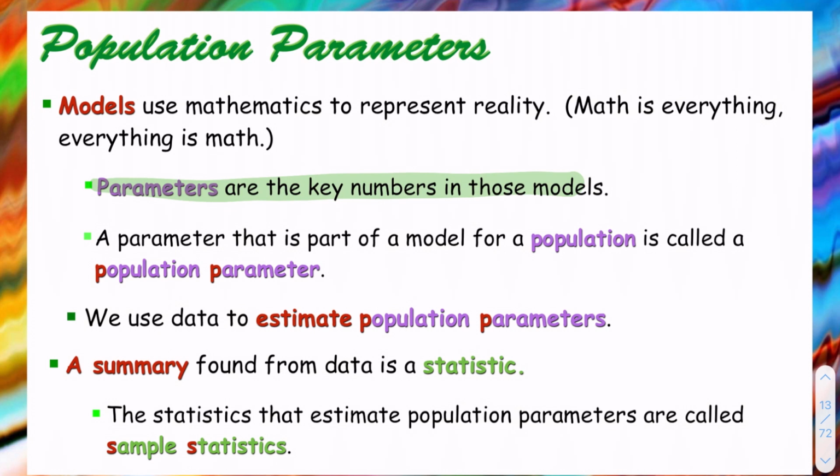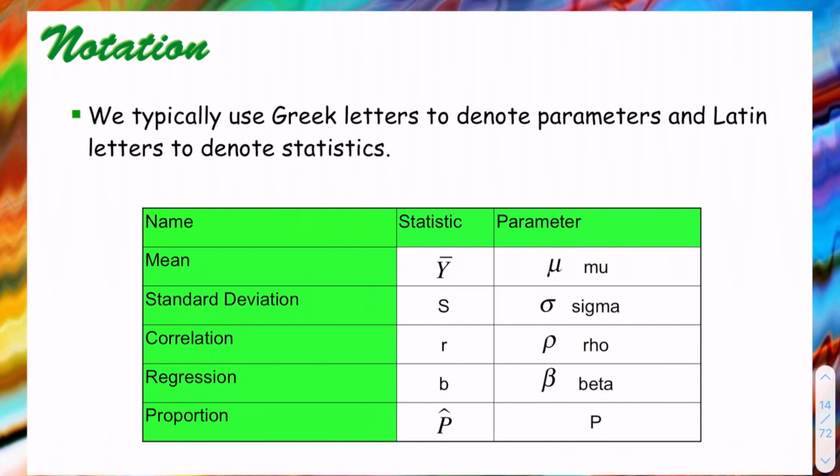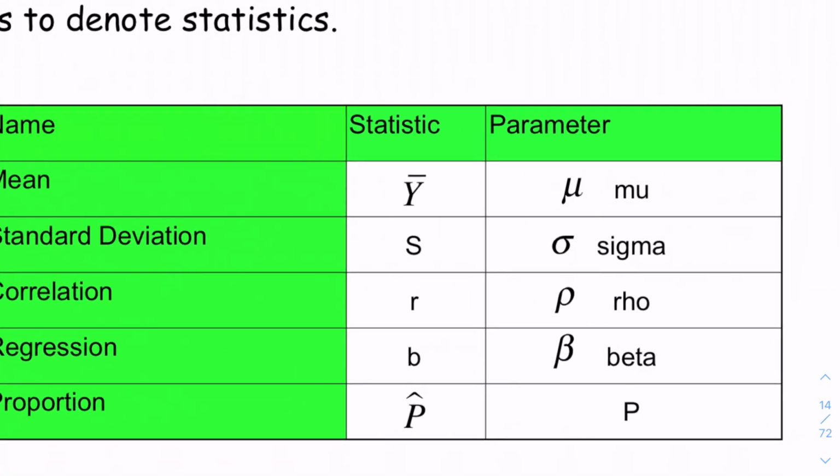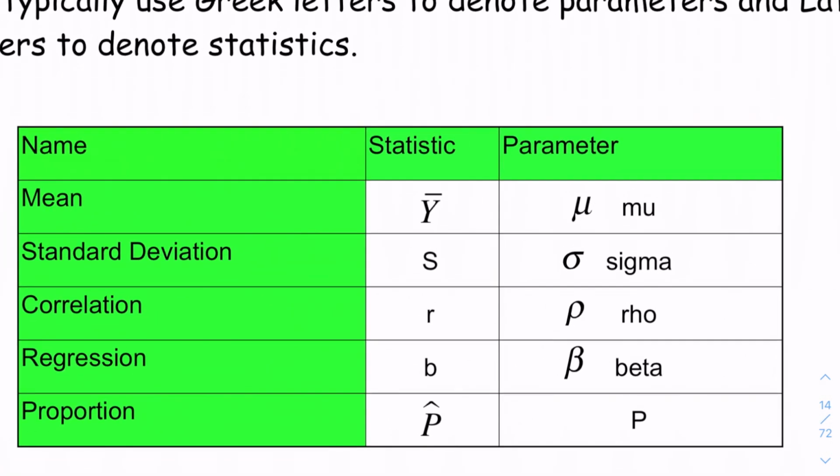A parameter that is part of a model for a population is called a population parameter. We use data to estimate population parameters. A summary found from data is a statistic. The statistics that estimate population parameters are called sample statistics. So how do we separate population parameters from sample statistics? Well, we've seen these before. So let's just talk about the names and how we separate.